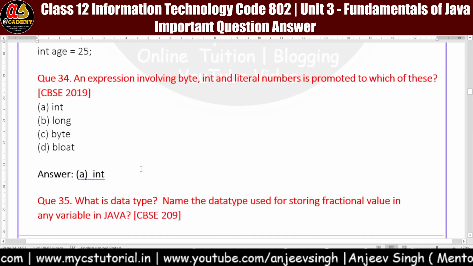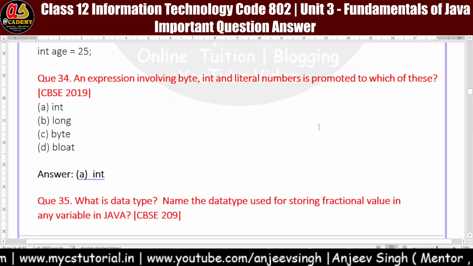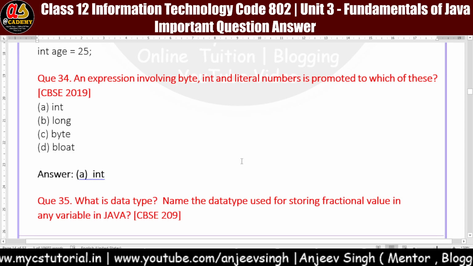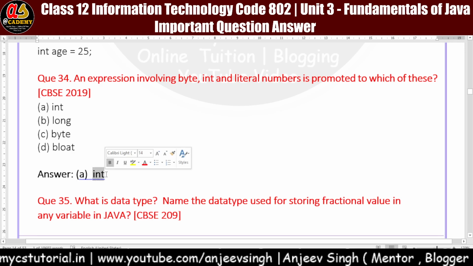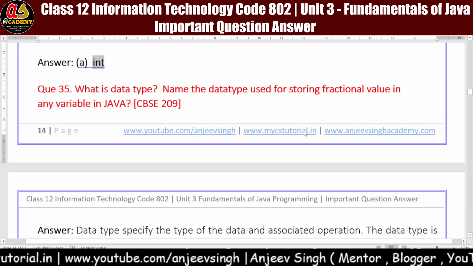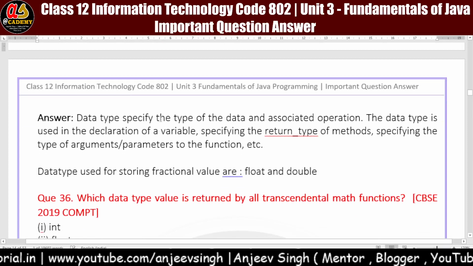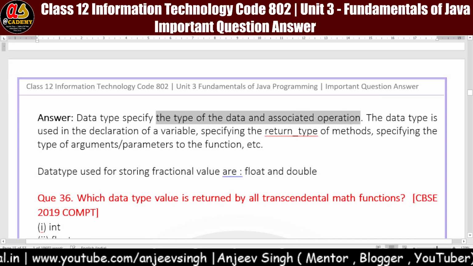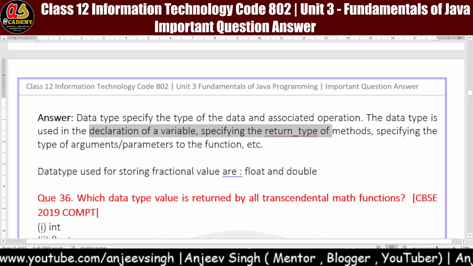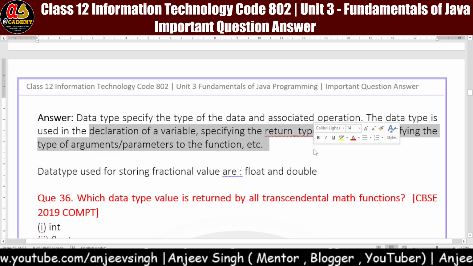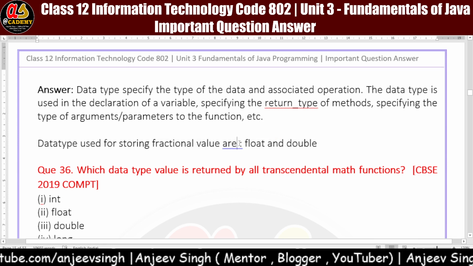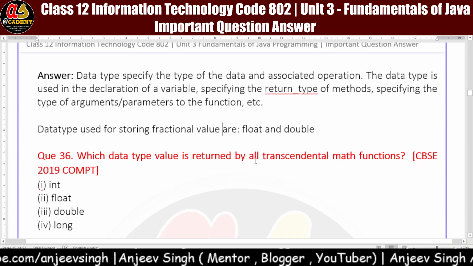An expression involving byte, int, and literal number is promoted to which of these types? So byte, int, and literal numbers are promoted to the integer type. Name the data type used for storing fractional values in variables in Java. A data type specifies the type of the data and associated operations, used in declaration of variables, specifying the return type of methods, and the type of arguments and parameters. The data types used for storing fractional values in Java are float and double.